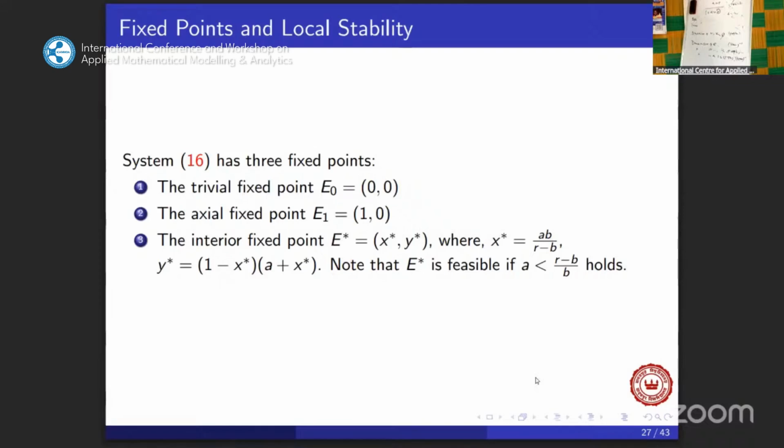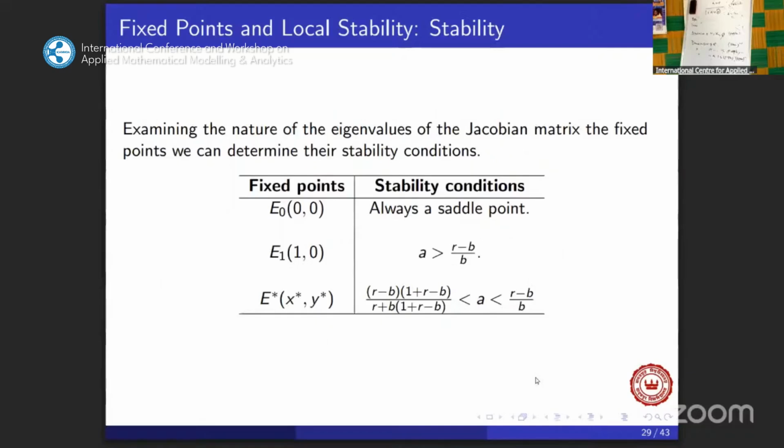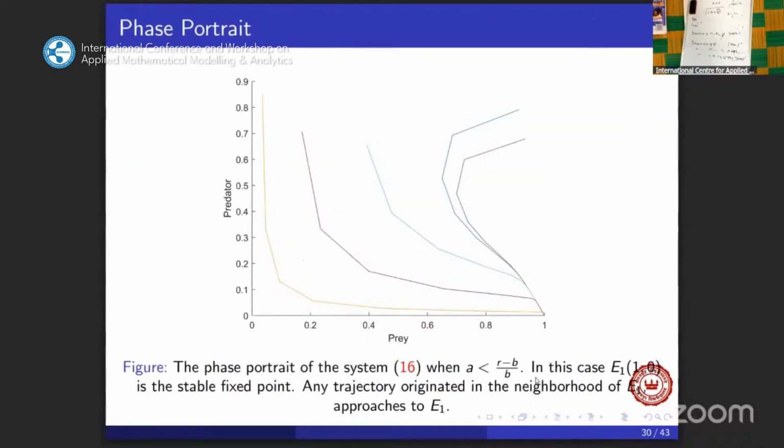Now we find the Jacobian of the system 3. Go to the next slide. This is the Jacobian of the system 3. And we try to find the nature of the equilibrium points. Next slide. At E0, we get lambda 1 and lambda 2 greater than 1 and less than 1. E1 has this value. And at the star point, we get the stability condition of this value. Go to the next slide. This is the following result: E1 is stable when the interior does not exist. Next.